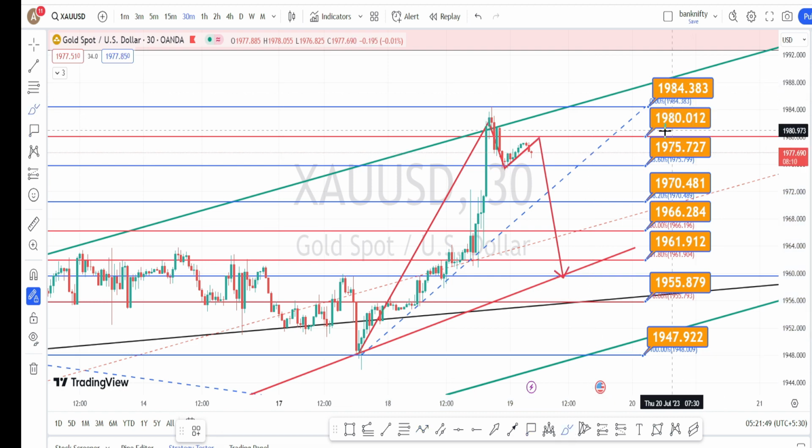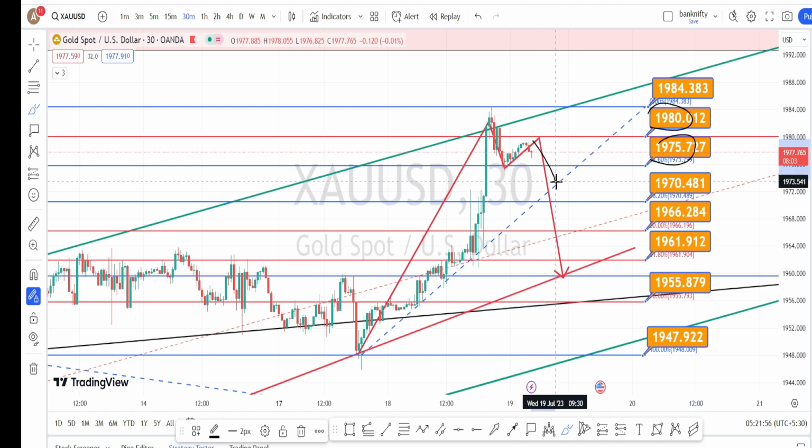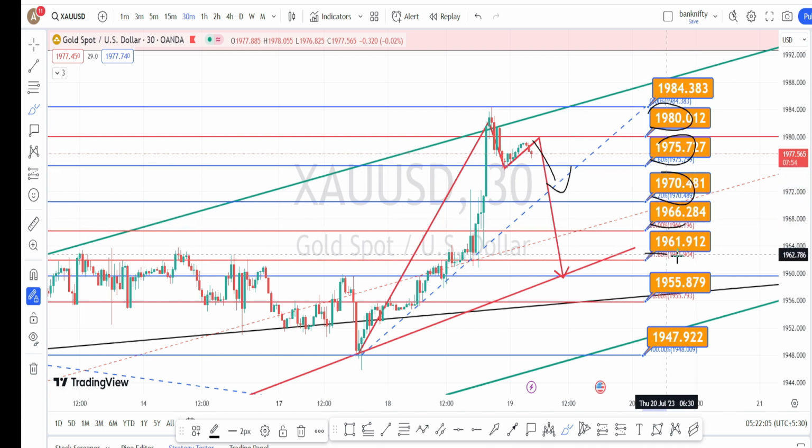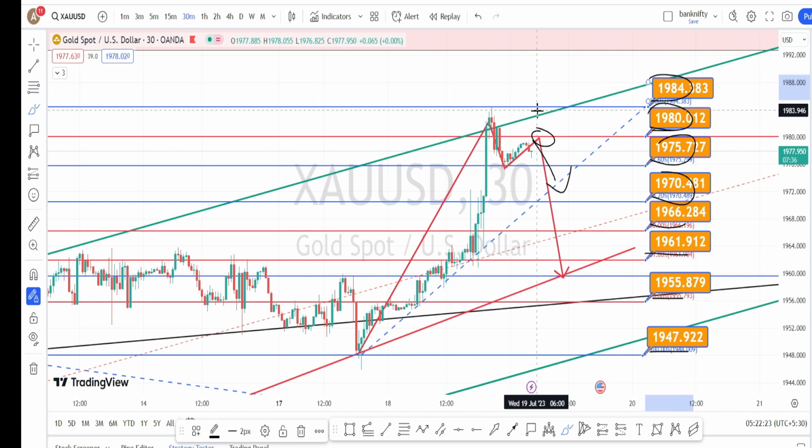So currently the price action is trading between the resistance level of 1980 and support level of 1975. If the bearish side retracement continues, the next levels of support are going to be around 1970, 1966, 1961, 1955 and 1947 on the bearish side. And on the bullish side, if the price action breaches this current resistance level of 1980, the next level of resistance is going to be around 1984. Please refer to the higher time frame resistance levels for the bullish side targets.